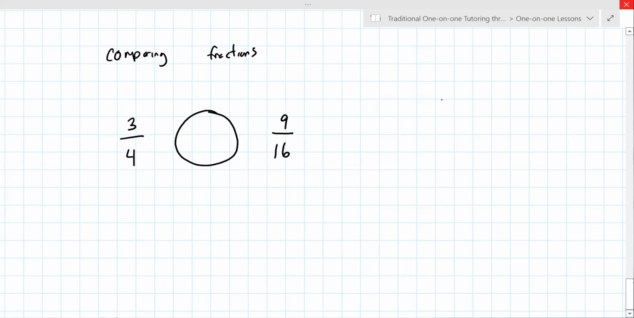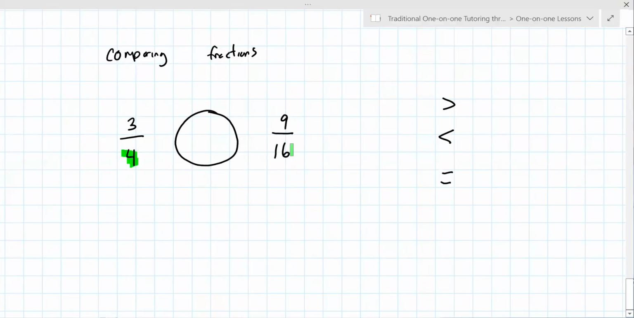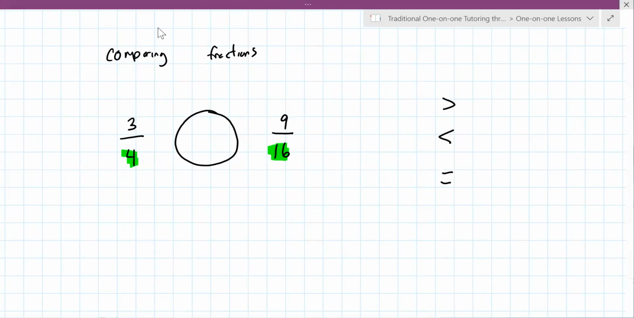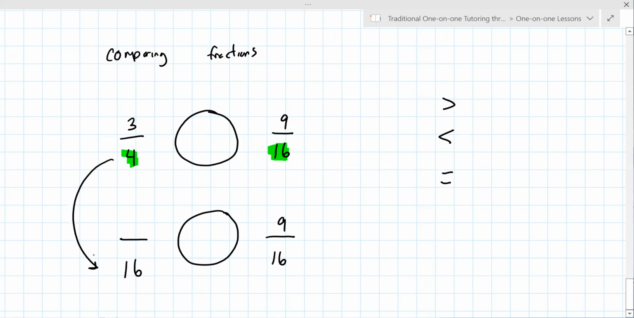My question to you is which symbol goes here in between these two fractions? To do that, you have to make the denominators the same. You have to make the 4 and 16 the same. Now 4 goes into 16, so your choice here is to change 4 into a 16. How do you do that? What do you multiply 4 by to get to 16?